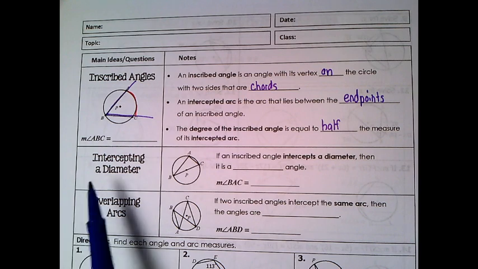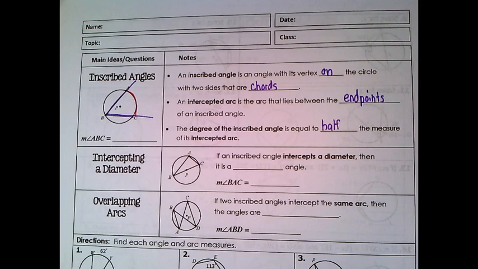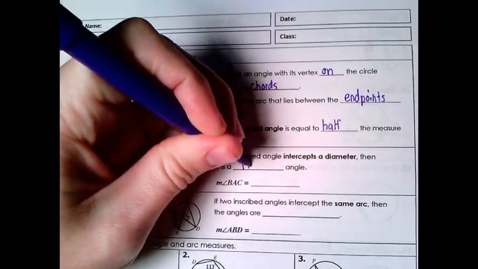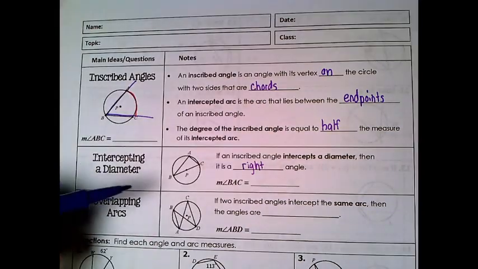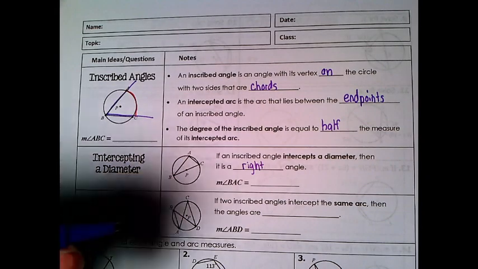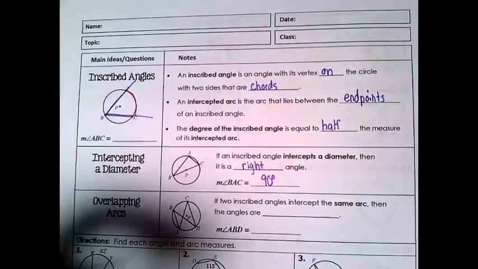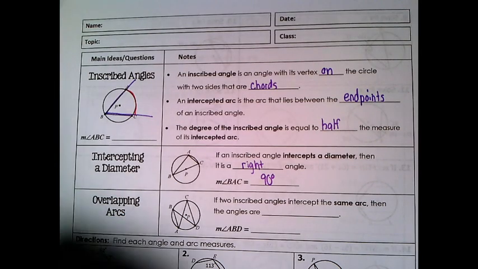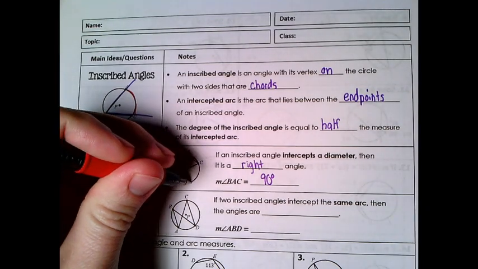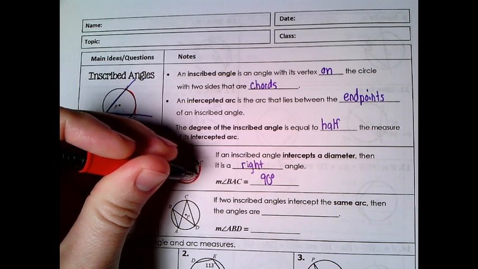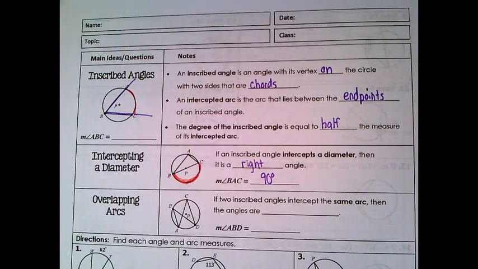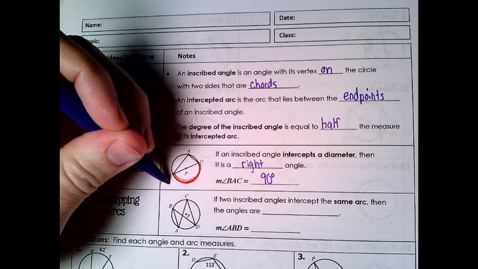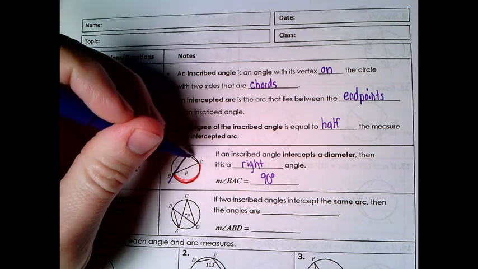Okay. So if an inscribed angle intercepts a diameter, then it is a right angle. So in this case, the measure of angle BAC is 90 degrees. So let's take just a quick second and talk about that. So I know that this is a half circle. Half circle's 180 degrees. That's 180 degrees. And the angle we're talking about is angle BAC, which is right here.